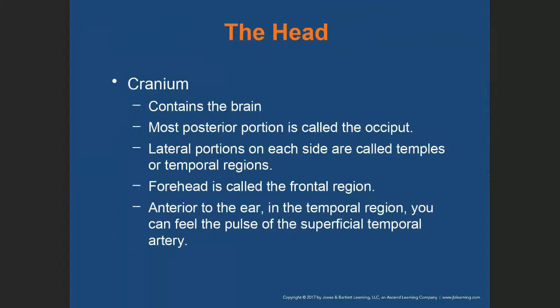Now let's review the anatomy involved in these injuries quickly. Cranium. So we're looking at the head. The cranium contains the brain. The most posterior portion is called the occiput. Lateral portions on each side are called the temples or temporal regions. The forehead is called the frontal region. Anterior to the ear is the temporal region. You can feel the pulse of the superficial temporal artery just anterior to the tragus of the ear.